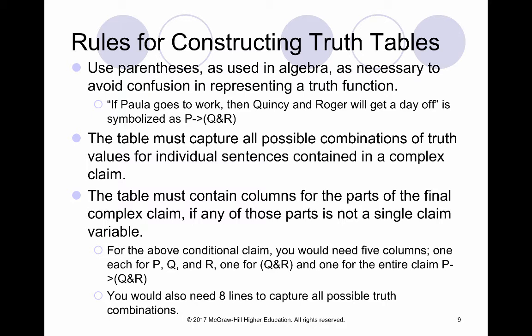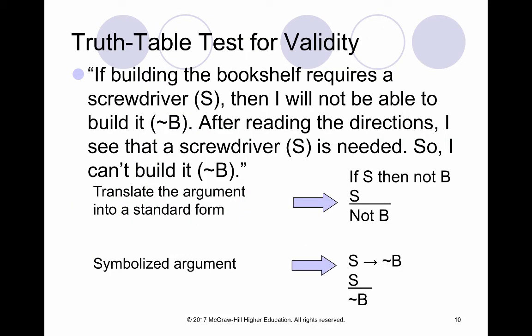The second rule is that you have to capture all possible combinations of truth values for individual parts of a complex claim. And the third rule is that you have to have columns for each part of the claim. So for the above conditional claim, you'd need 5 columns. You'd need one each for P, Q, and R, one for the combination of Q and R, and one for the entire claim. You'd also need 8 lines to capture all the possible truth combinations. And if you want to see what the truth table for this claim looks like, it's on page 290 in your textbook. So let's create a truth table.